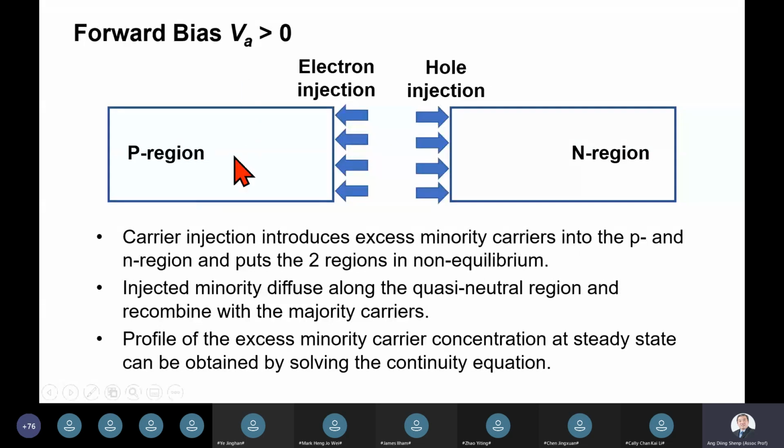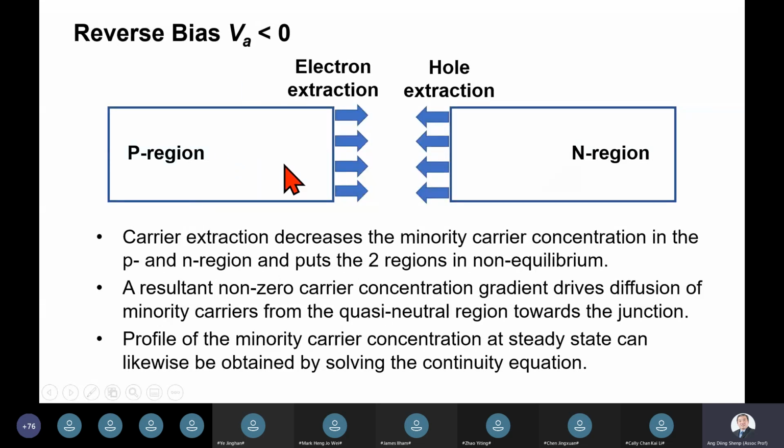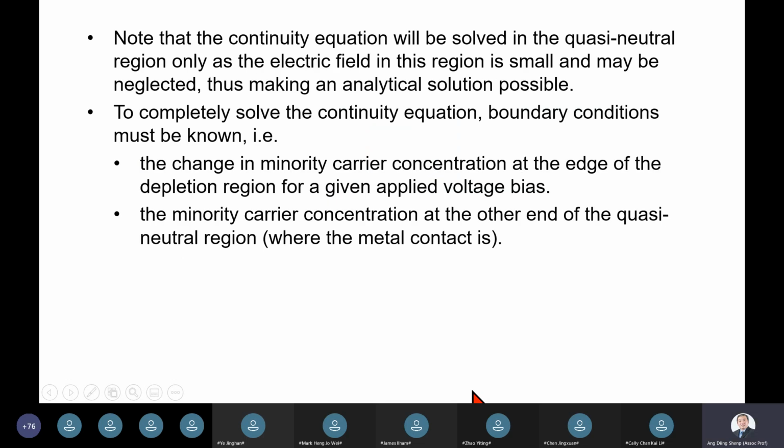Earlier on, we have excess carriers. Now we have a deficit of carriers. Okay, so it's very similar to the previous case. Now, the profile of the minority carrier concentration at steady state can similarly be obtained by solving the continuity equation. We will come to this very soon.